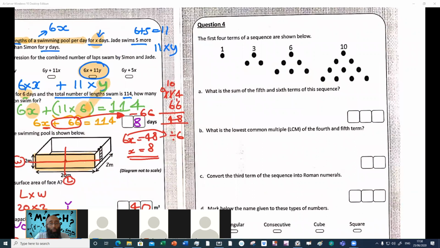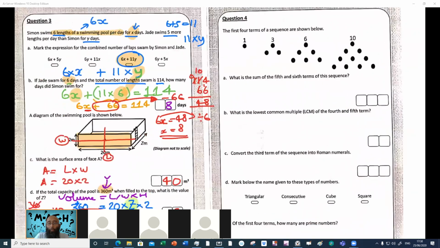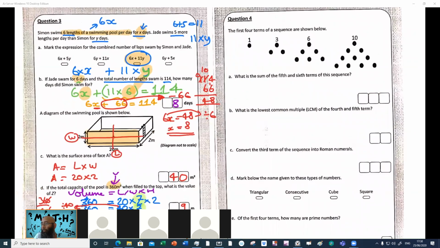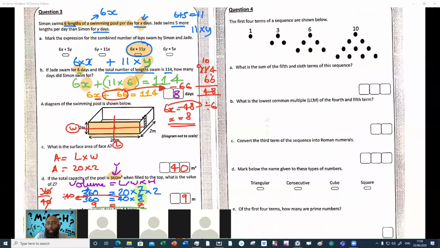We need to move on to the next question, question number 4. Let's have Mr. Mani Saab. Question number 4. Wakey, wakey, Mr. Mani. Let's get cracking. Read. What is the sum of the 5th and 6th term of this sequence?